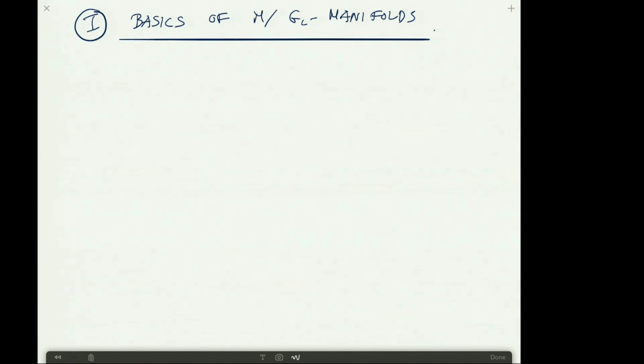Okay, so I think we break for 5 minutes, so at 3:35 we'll come back, and then for the rest of the lectures, I'll be focusing on these G2 manifolds.